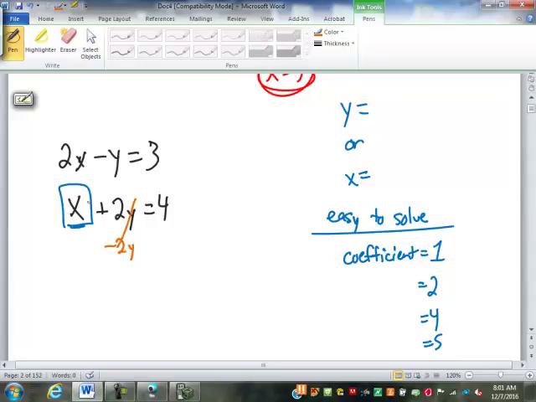The 2y is added to it, so I'm going to subtract 2y. So x equals 4 minus 2y. You'll notice what I just did here is the opposite of what I did up above when I was solving to graph it. Up above, I solved for y. So I had to subtract the x and divide by 2.